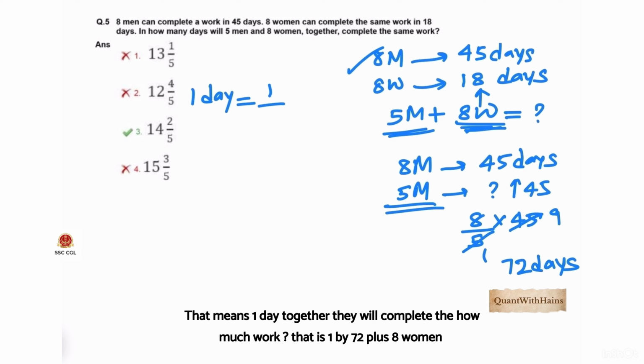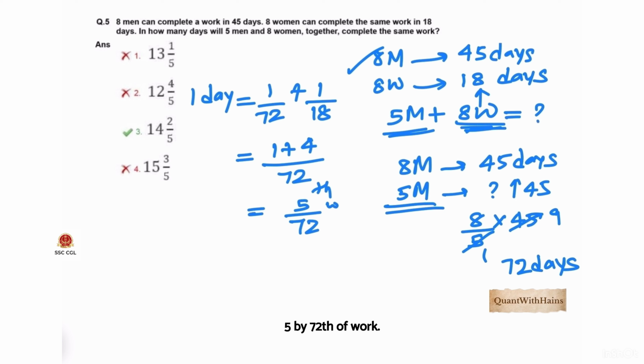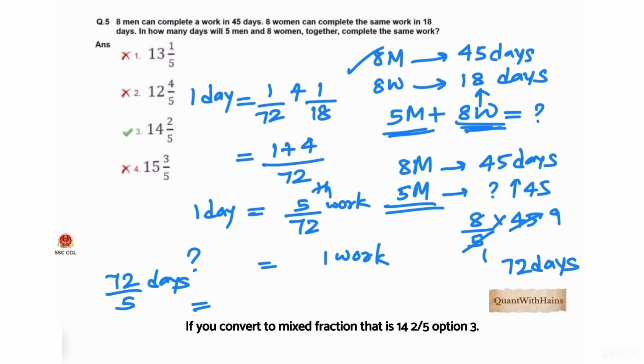That is 1 by 72 plus 8 women is 1 by 18th of work. That is LCM is 72, plus 4. 5 by 72th of work in one day. But they asked one work how many days? That is reciprocal of work, that is 72 by 5 days. If we convert to mixed fraction, that is 14 2 by 5, option 3.